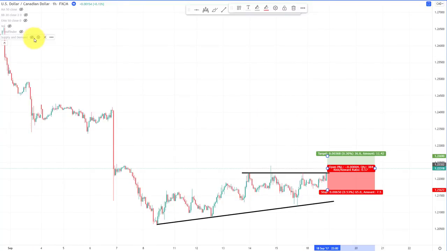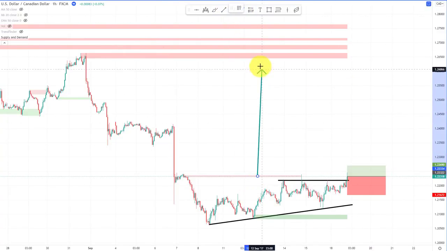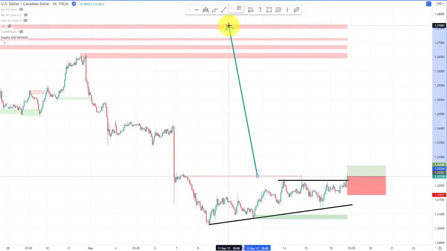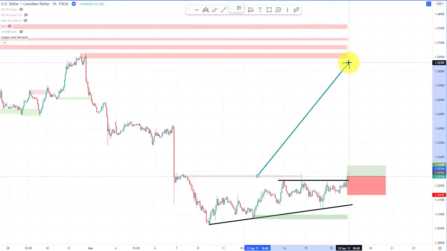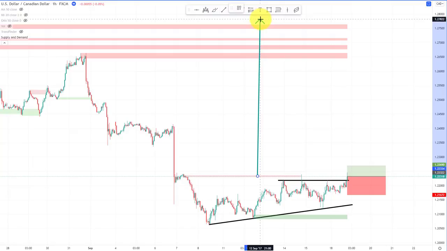For targets, let's turn on the supply and demand zones, and you can see that we have a lot of free space, so there's nothing here on the way up that could stop the price, except for this cluster here. You can see we have 1, 2, 3, 4 supply areas that are starting here at this point. So if the market gets here, it's probably going to have a hard time to trade through this area.